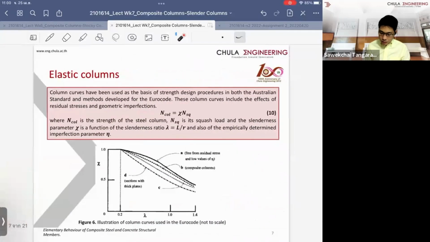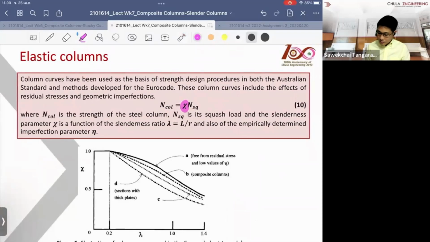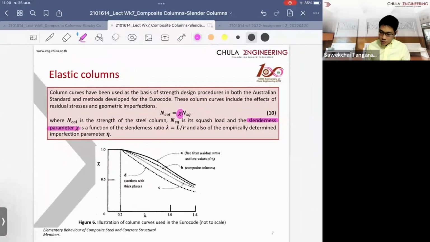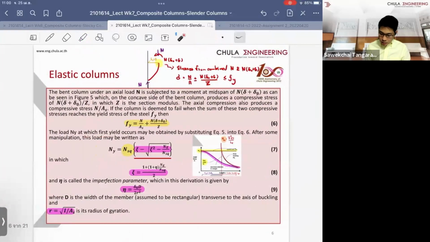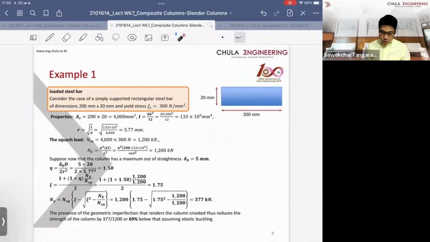In this concept, you find the psi factors, which we call the slenderness parameters. The slenderness or psi factor is taken from these equations here, and you can approximate them. And this is the example they're looking at.